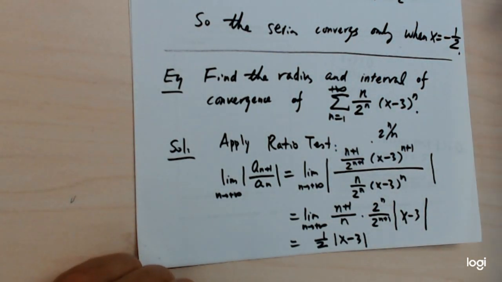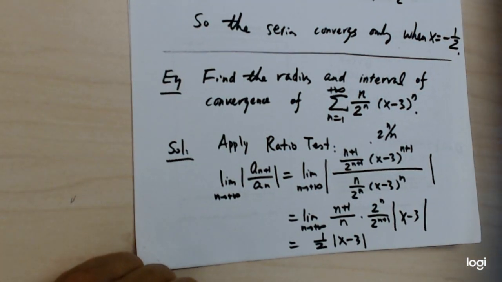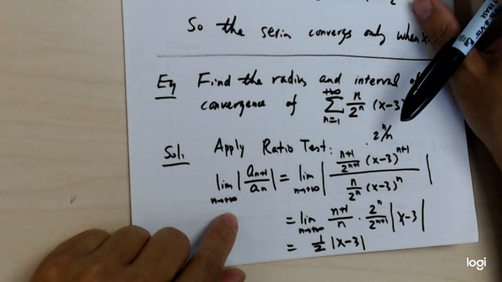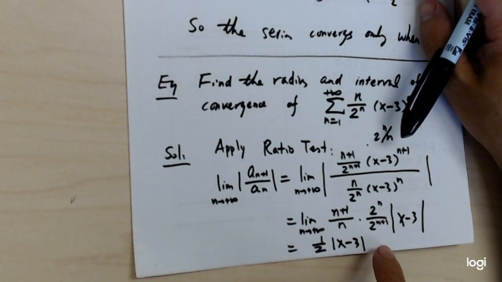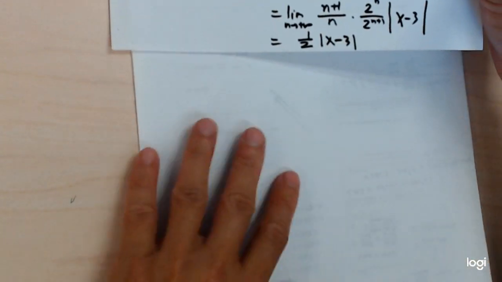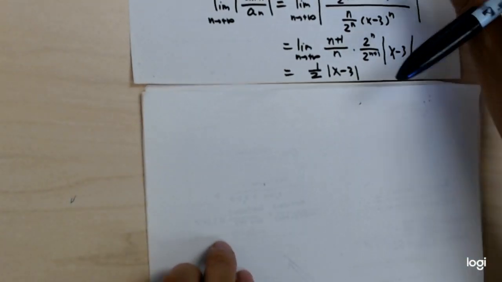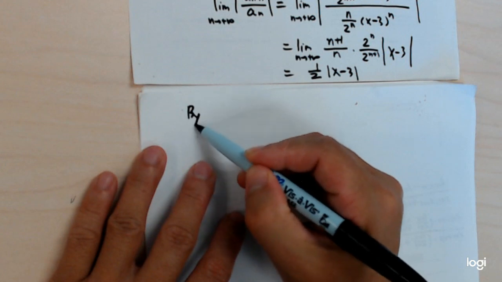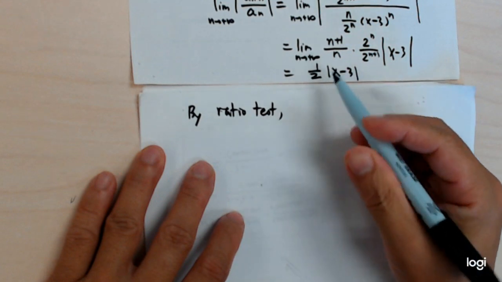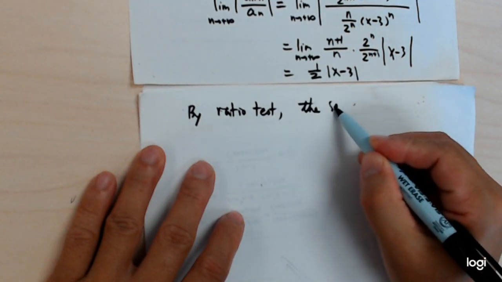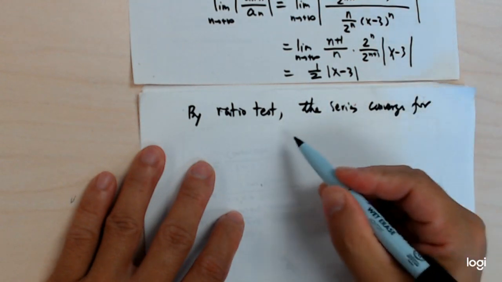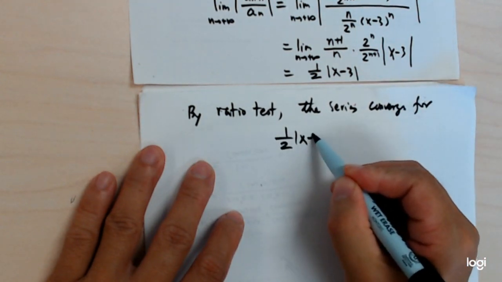In a 15 points problem, this ratio test calculus step is probably like 5 points. And once again, whenever the limit is less than 1, the series converges, and bigger than 1 diverges. The series converges whenever this is less than 1.